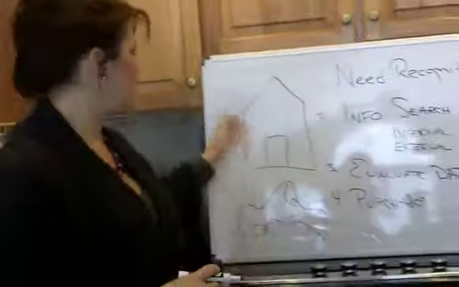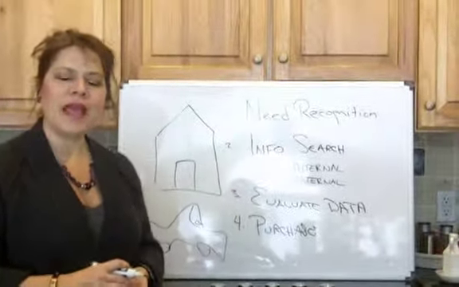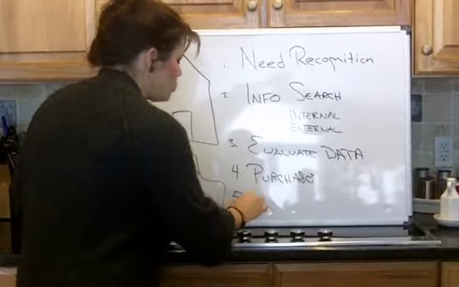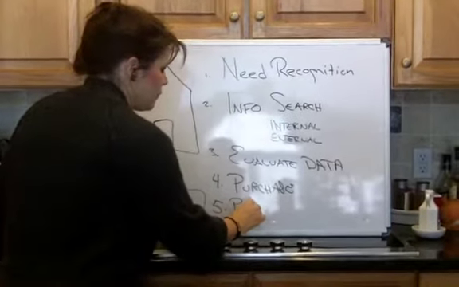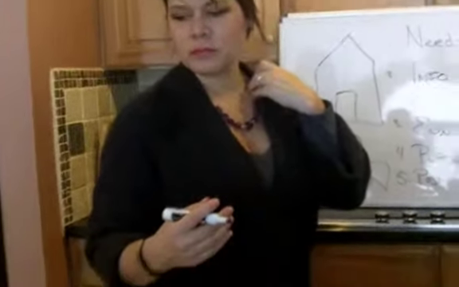Okay, and at this point, you actually make the purchase. You're going to buy your house. You're going to buy your car, depending on all the steps that precede that. And finally, the last thing that happens is what is called post-purchase behavior.